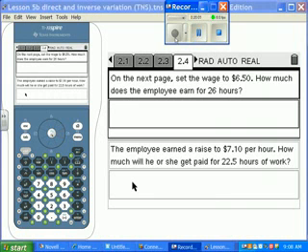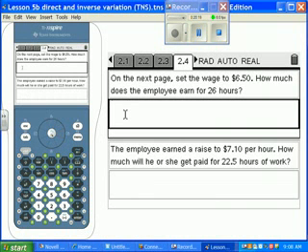Okay, so you could just be like, all right, guys, for the first hour, I want you to try to figure out the calculator. On the next page, we're going to set the wage at $6.50. How much does the employee earn for 26 hours? How'd you get it? I multiplied them. You got 6.5 times 26 hours, so she got 169. Any problems there?